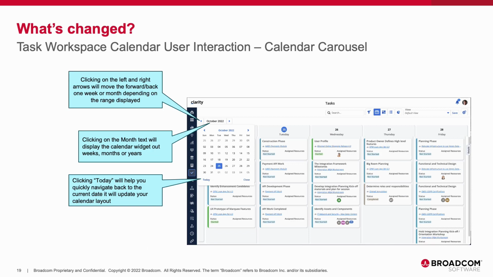So in this slide I'm going to discuss the calendar carousel and the user interaction navigation you can do here. So it's in the upper left corner of the calendar, and there are arrows on the left and the right of it, so you can go backwards and forwards, and it'll switch either the month, if you're in the month range, or weeks, if you're in the week range, and it updates the calendar appropriately based on which arrows you click.